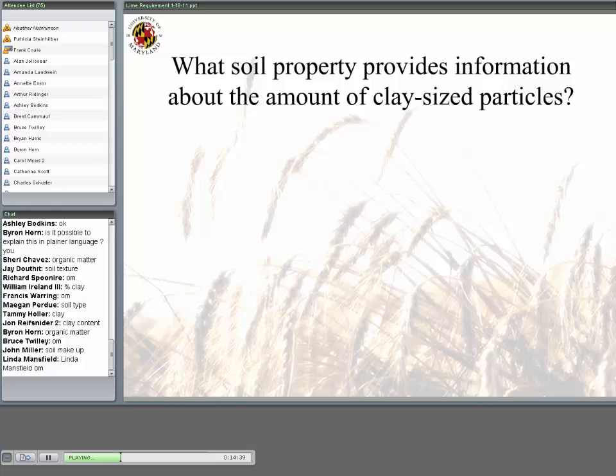Okay, so what soil property provides information about the amount of clay-sized particles in a soil? What would that soil property be? And you might find it on a soil test report, or you might not. Give you about 20 seconds here.